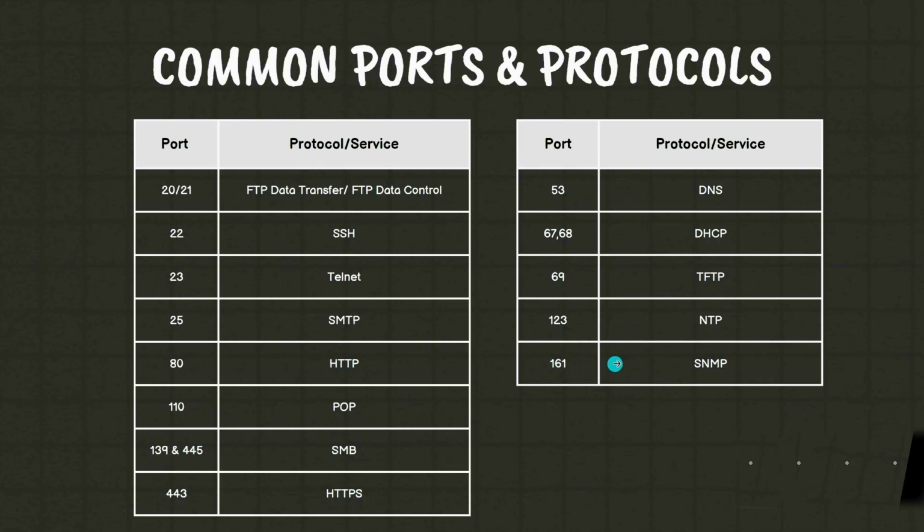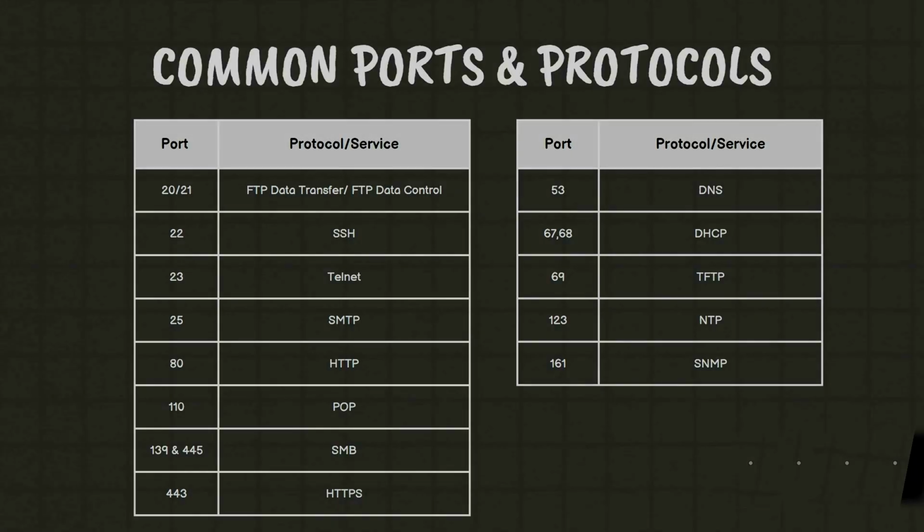At last we have port 168, which is used by Simple Network Management Protocol, or SNMP, for network management and monitoring. It allows devices to communicate with network management systems, enabling the exchange of management information between network devices and management stations. So those were some common ports and protocols that are frequently used in our ethical hacking journey. I hope you have understood it, and on that note I will conclude this section and will see you in the next one.